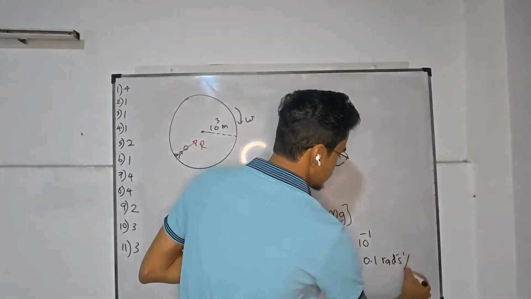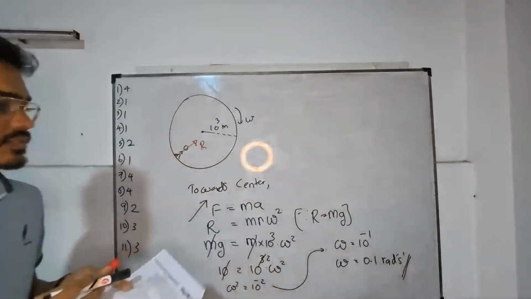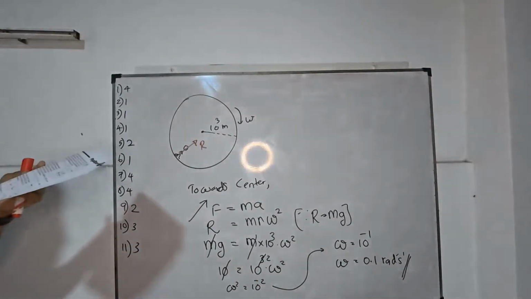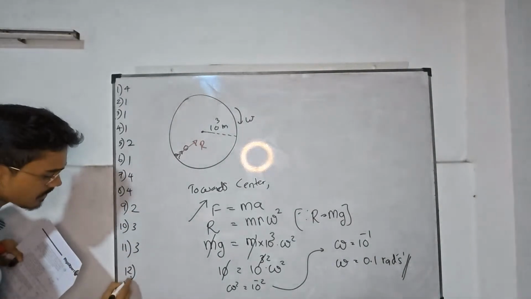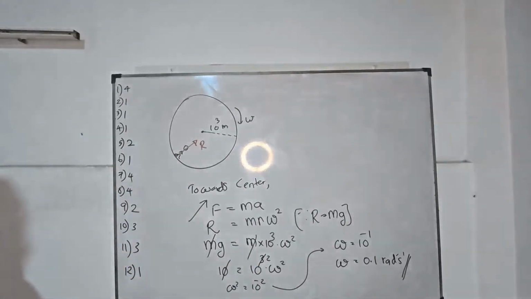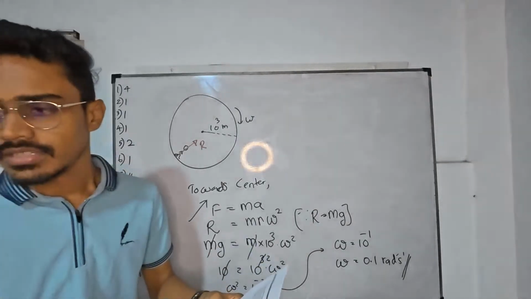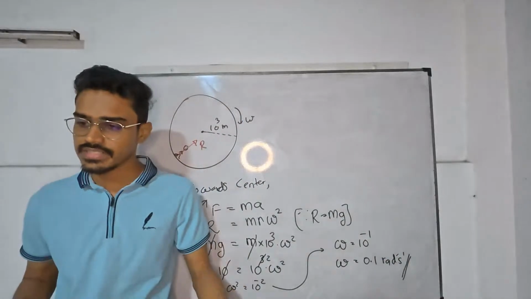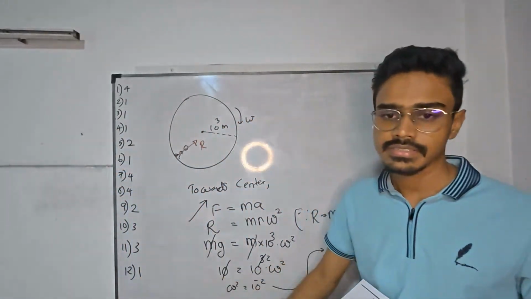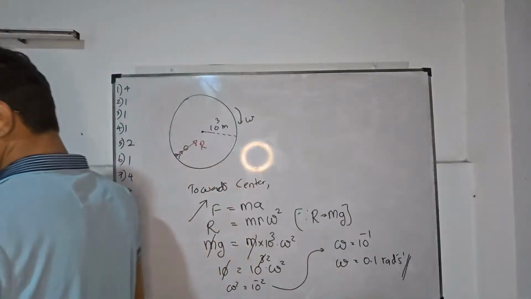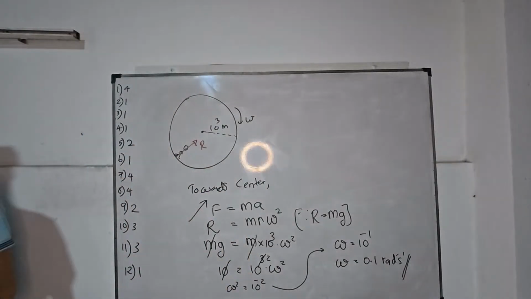The unit of omega is radians per second. So answer 1 for question 12. Take it down. Answer 1. That is comparatively easy, just an application of F equals ma towards center. Take it down. For 12, answer 1.